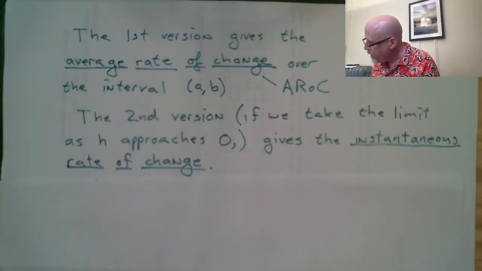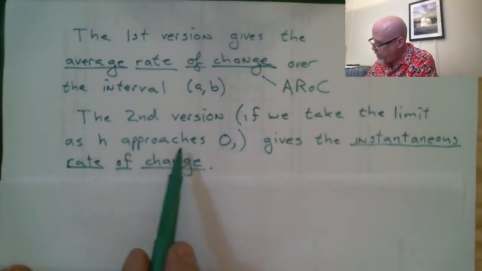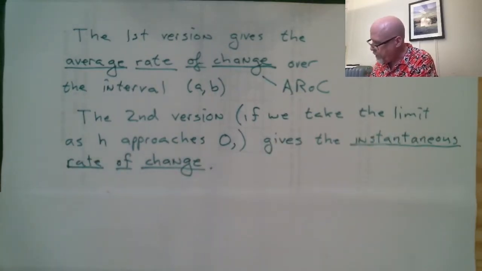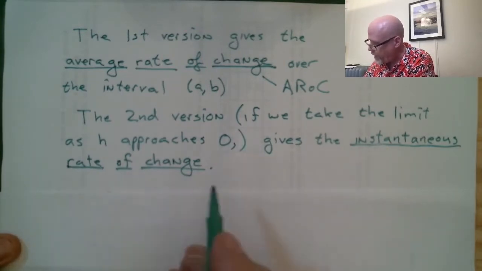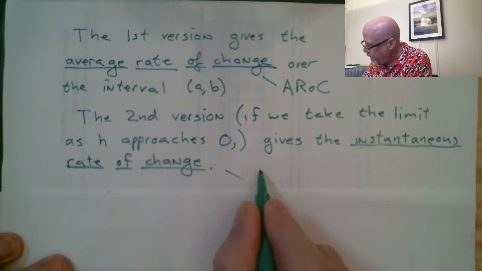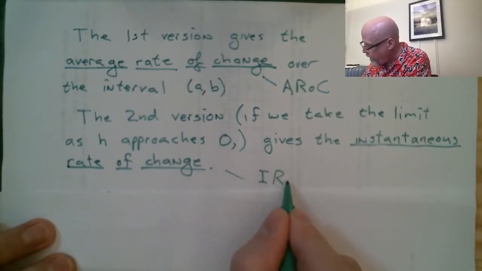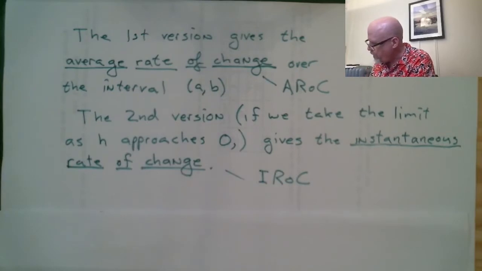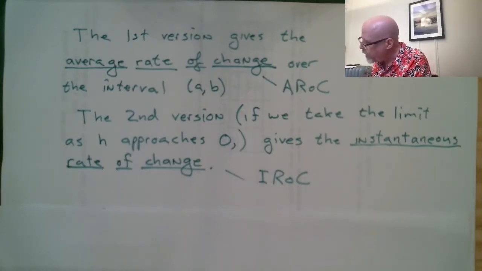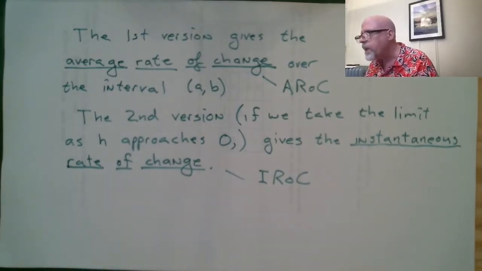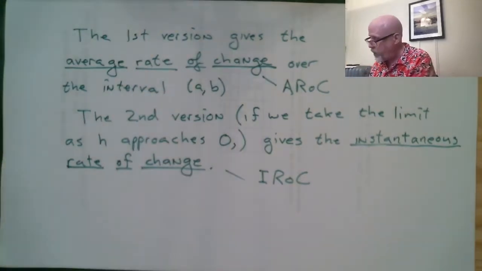Okay, the second version, modulo this, we have to take the limit as h approaches 0, but that second version is prime for giving us something called the instantaneous rate of change, and that you may hear abbreviated as IROC. There's also a thing in car racing called the International Race of Champions, IROC, but I don't mean that. Okay, so this second thing really achieves a thing that's known as the derivative.